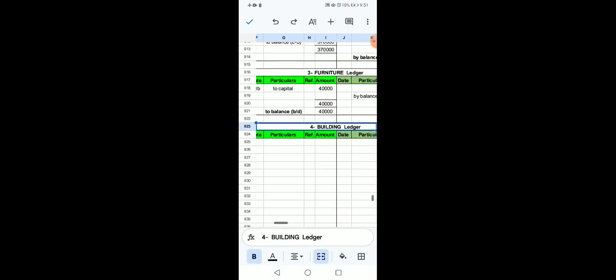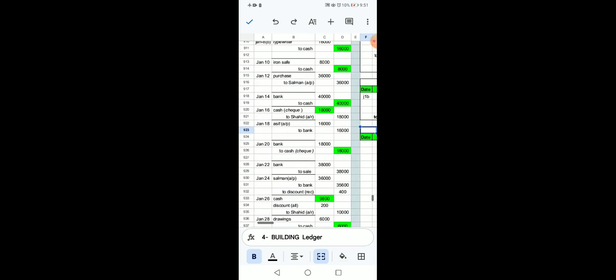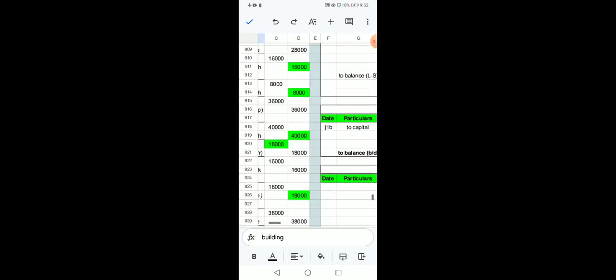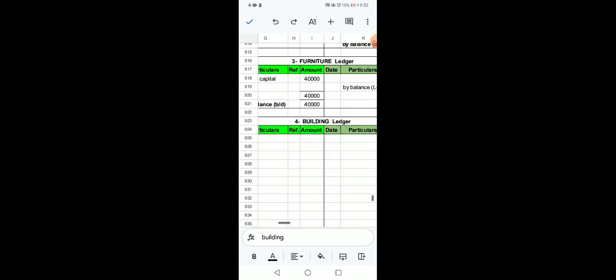Okay, now just focus upon building. We will be looking upon building only. If it is present on debit side of journal, we will put debit in debit side of ledger as well. Debit to debit, credit to credit. Just reminding you, entry January 1C, building is present on debit side with 2 lakh rupees. So you are going to put 2 lakh on debit side.